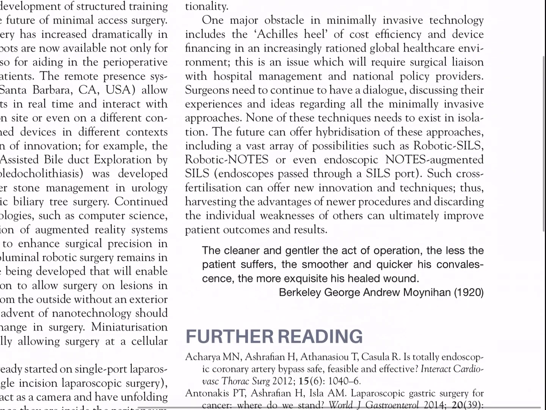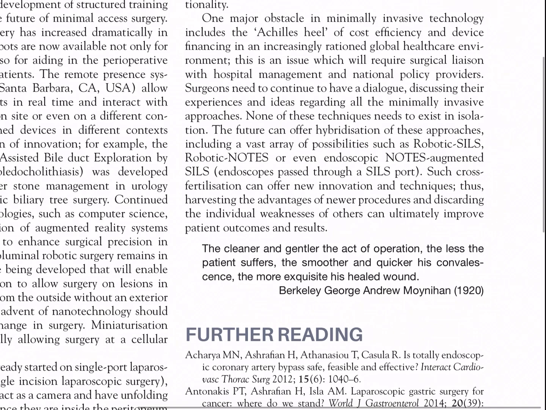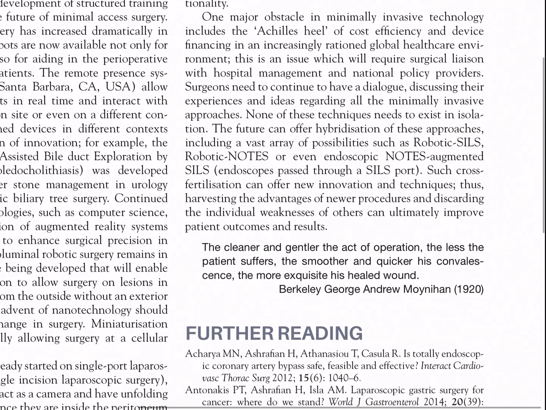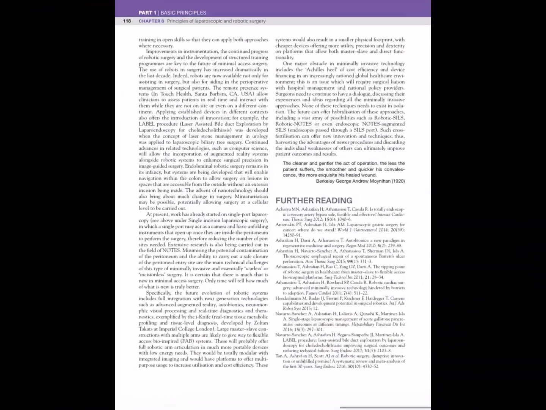The cleaner and gentler the act of operation, the less the patient suffers. The smoother and quicker his convalescence, the more exquisite his healed wound, said by Berkeley George Andrew Moynihan in 1920.